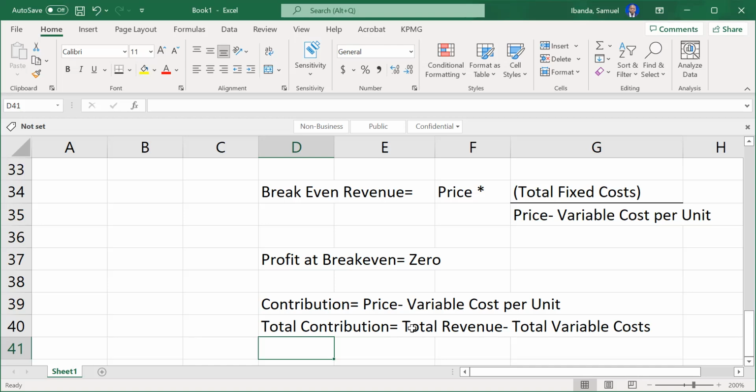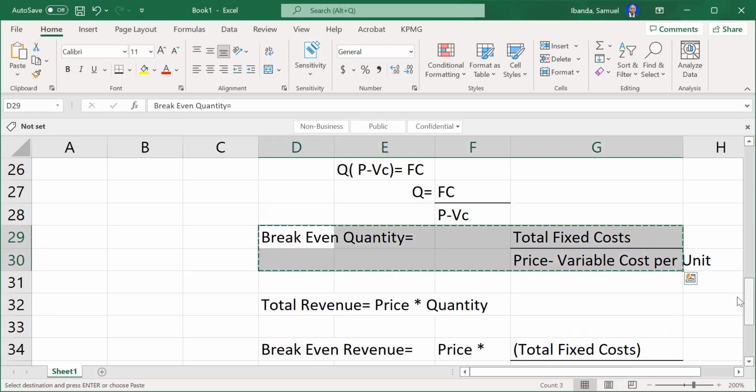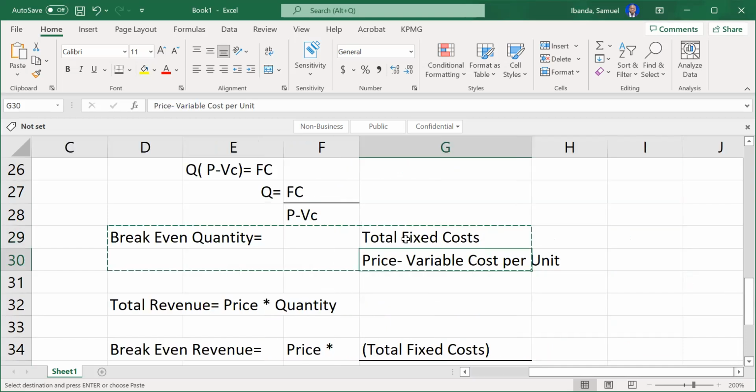Now, as you can see from our formula here, we have our break-even revenue to be price times total fixed costs divided by price minus variable cost per unit. Similar to here, break-even quantity was given by this. Now, if we want to write our break-even quantity in terms of contribution, we can come and replace. You see here where we have price minus variable cost per unit. We can actually come and do this.